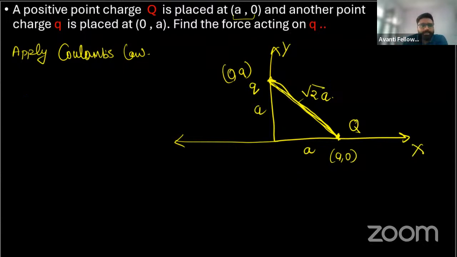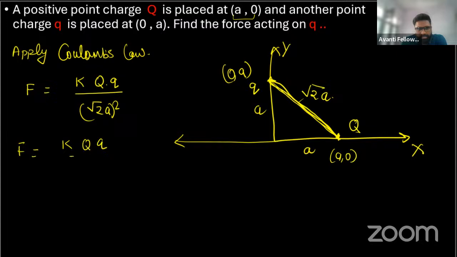Now what is the force applied by capital Q? So we can say that it is k capital Q small q divided by the distance between them, √2a whole square. So force here will be k Q small q upon 2a square. Okay, clear? Now, if I ask you what is the direction of this force, can anyone tell me what is the direction?